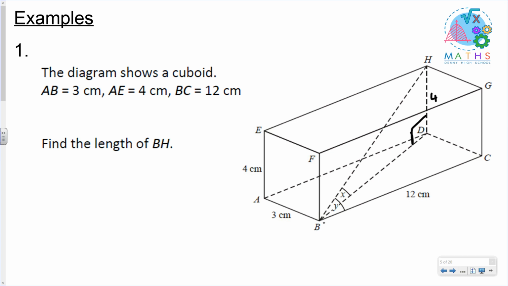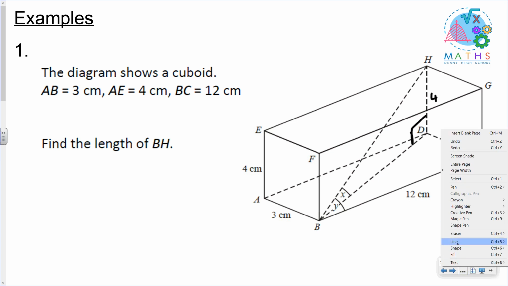Now these problems in cuboids tend to be very similar. They involve Pythagoras, but they involve Pythagoras twice. So in order to get the length B to H, we need to know this diagonal length here. So in fact, we're going to create a right angled triangle here on the base of this cuboid. So this bottom face, the base, we can see another right angled triangle here.